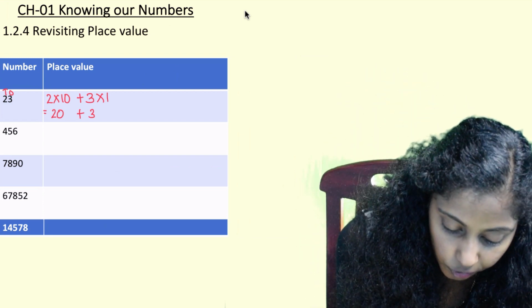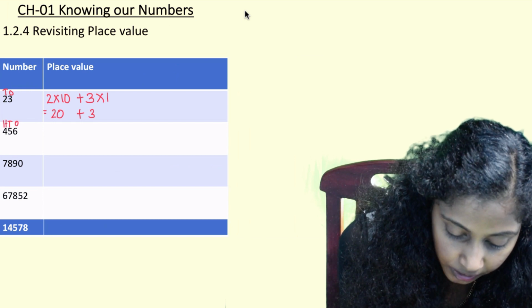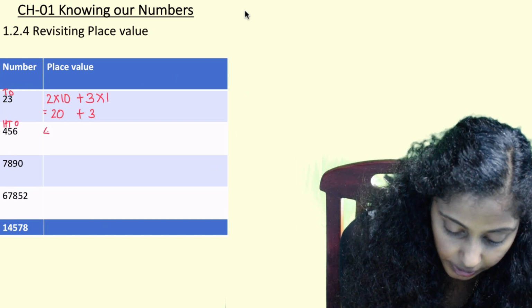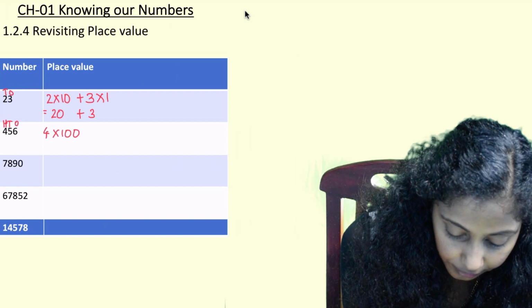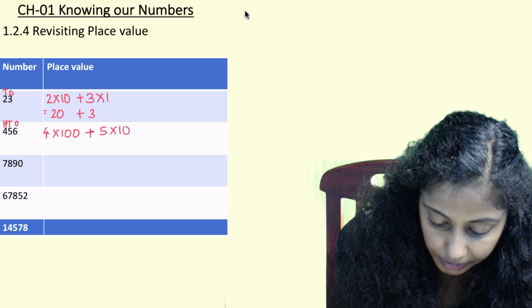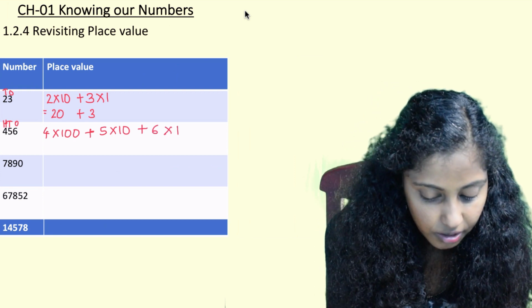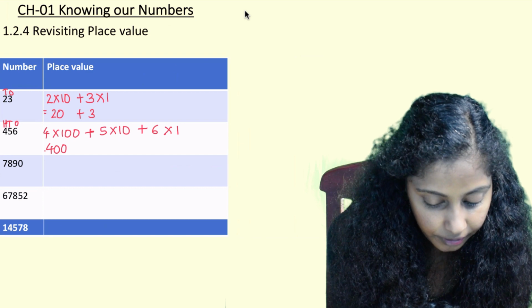Now here in the number 456 we see 6 is in ones place, 5 is in tens place, 4 is in hundreds place. So we write 4 multiplied by 100 because 4 is in hundreds place. 5 is in tens place, so 5 multiplied by 10, and 6 is in ones place, so 6 multiplied by 1. 4 into 100 is 400.